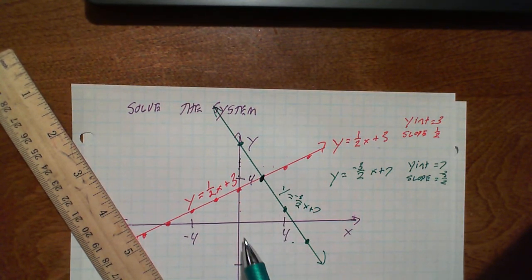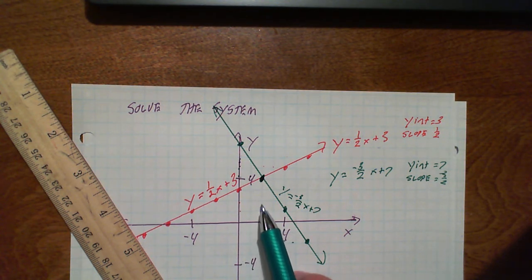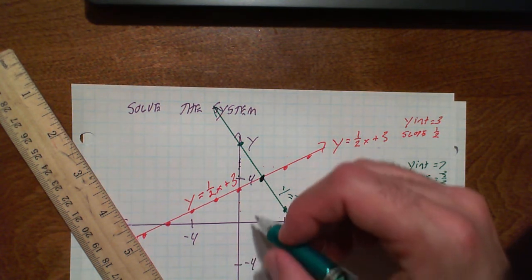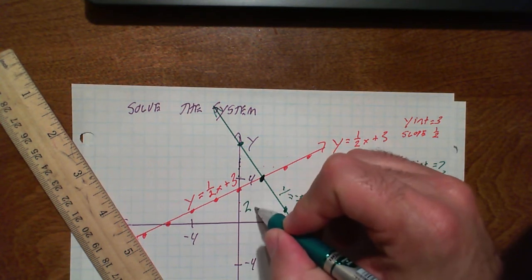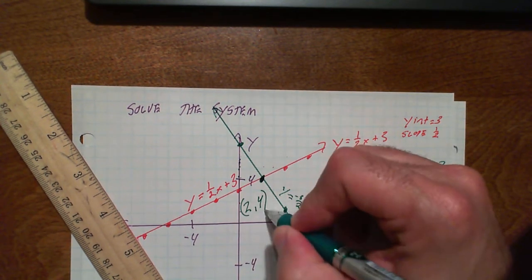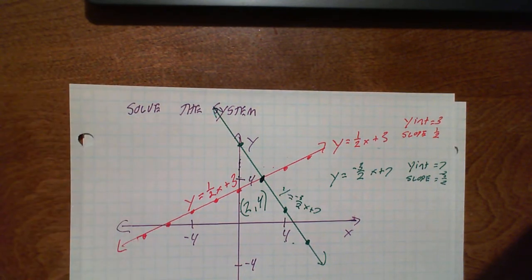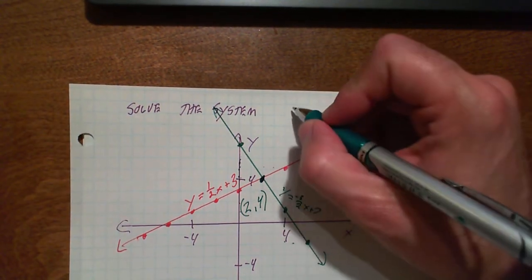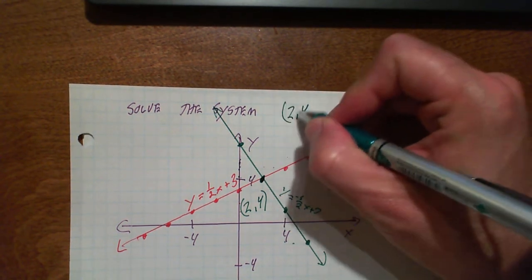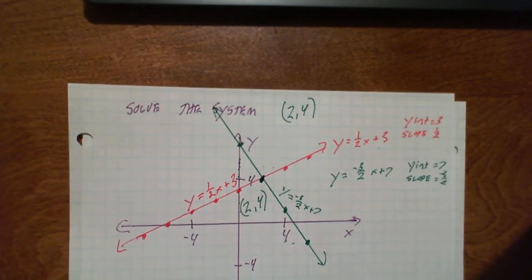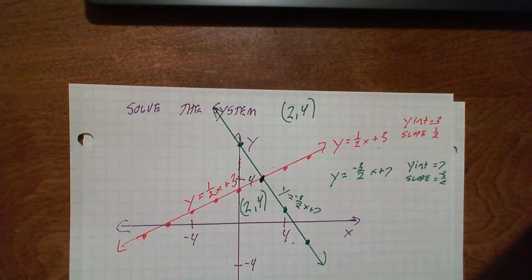Okay, so what is that? Well, I go over 1, 2. I go up 1, 2, 3, 4. So my answer is 2 over, 2 up 4. And there's my solution. The solution to the system is (2, 4). They both share that point. I got (2, 4). Okay? And that's all you have to do. Okay, let's do another one, shall we?